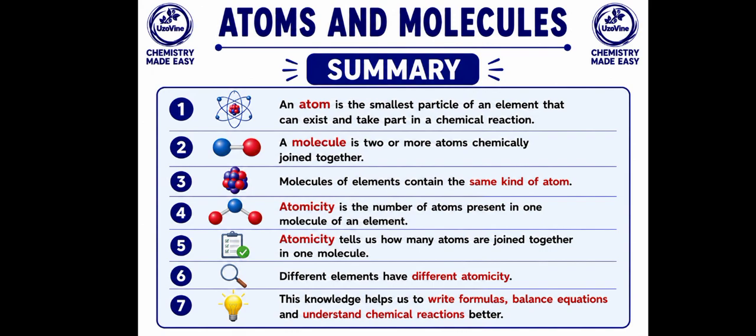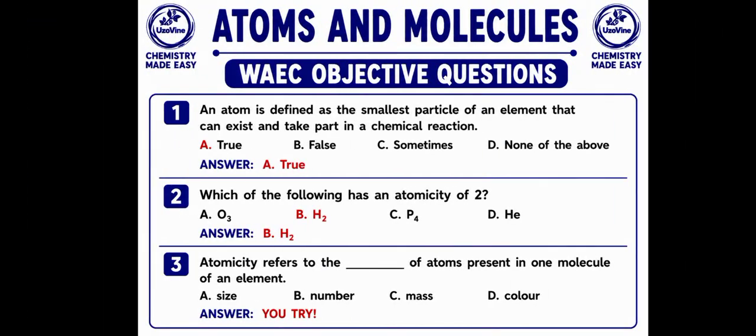But before we go, as usual, let's take some questions. Number 1 question. An atom is defined as the smallest particle of an element that can exist and take part in a chemical reaction. A. True. B. False. C. Sometimes. D. None of the above. The correct answer is A.